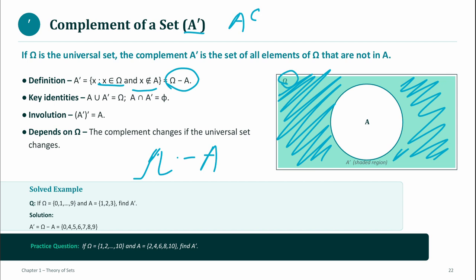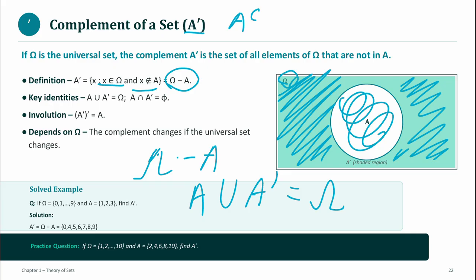So if we see these key identities here, if I write A union A dash, I'm going to get my universal set, because A is this part and A dash basically refers to this part. So ultimately I'm going to get my universal set. If I do A intersection A dash, I'm basically going to get the empty set, because there are no common elements between these two regions.